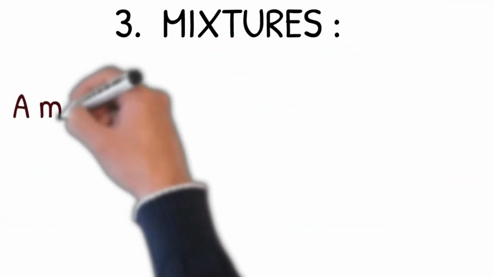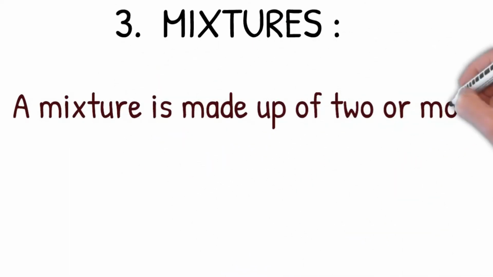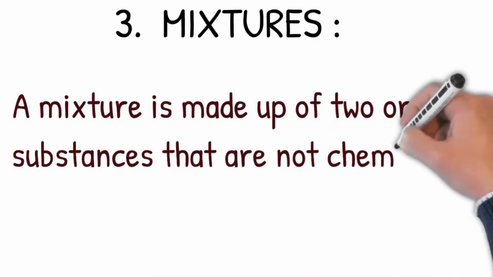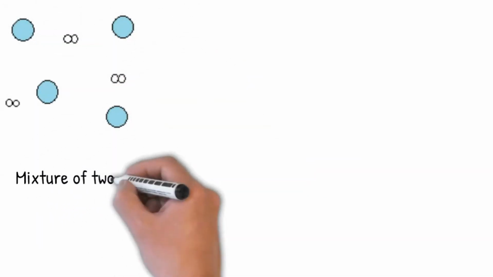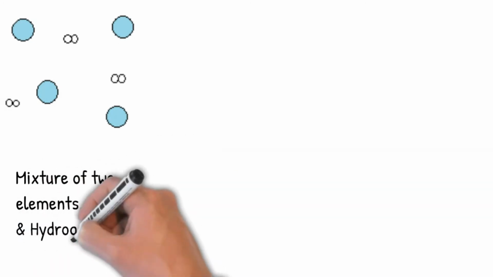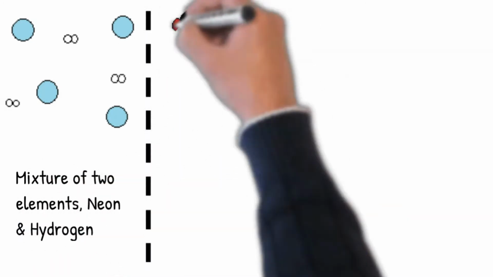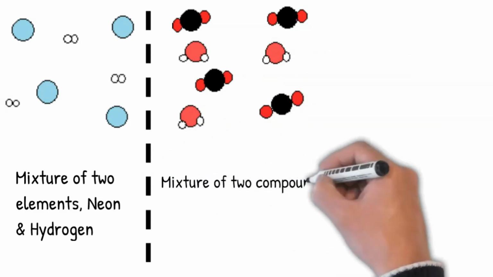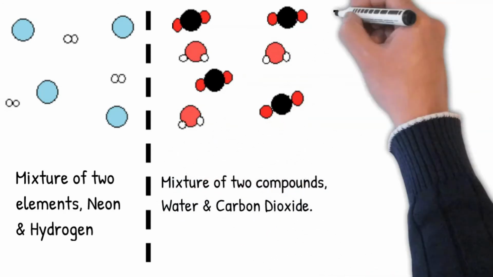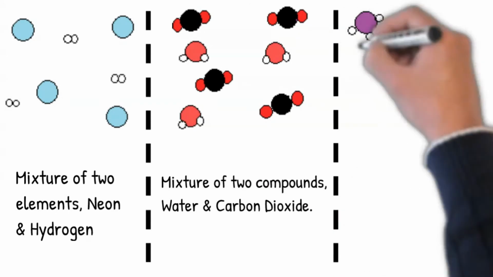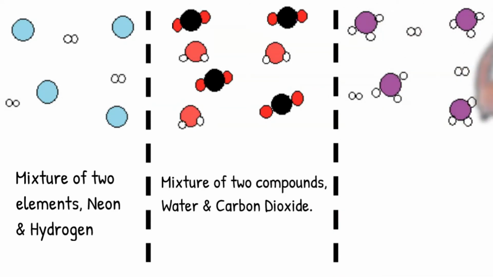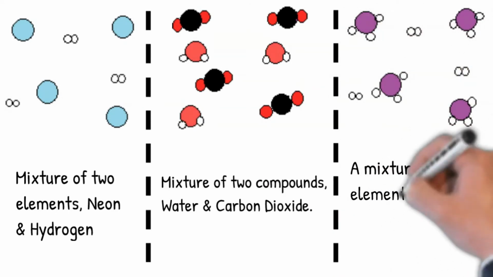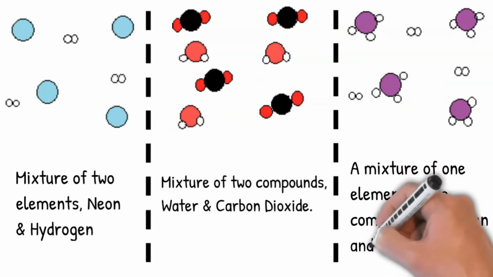Mixtures. A mixture is made up of 2 or more substances that are not chemically combined. Mixture of 2 elements, neon and hydrogen. Mixture of 2 compounds, water and carbon dioxide. A mixture of 1 element and 1 compound, hydrogen and ammonia.